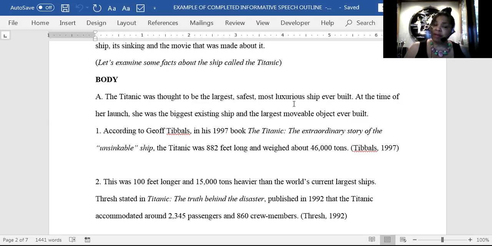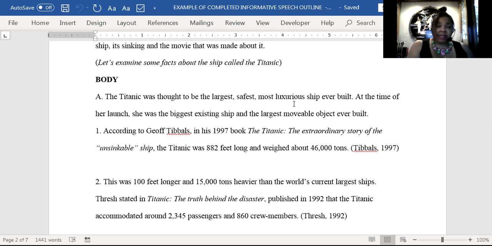She says at the time of her launch, it was the biggest existing ship and the largest movable object ever built. Now she gets into her support. You guys have to support what you say. It's not enough to just say something. You have to tell us why you say it. Why does it mean what it means? So that we know you're credible.